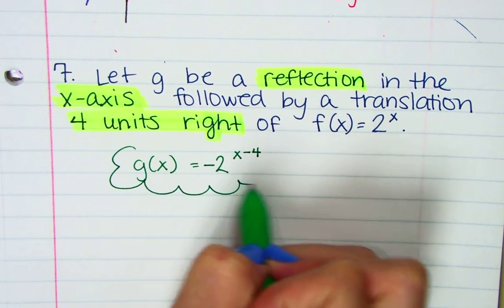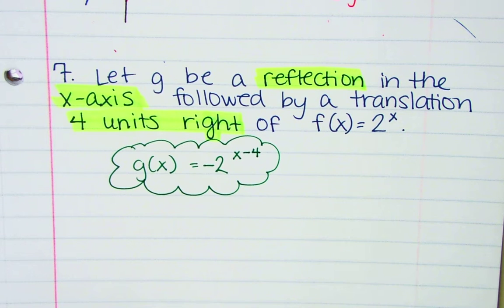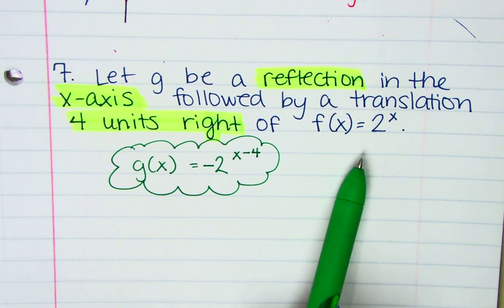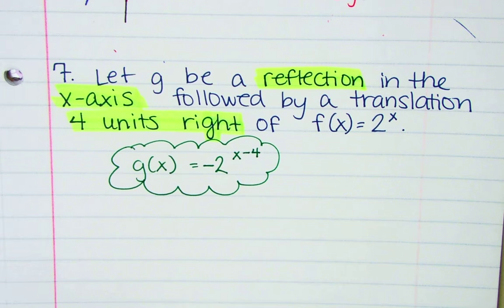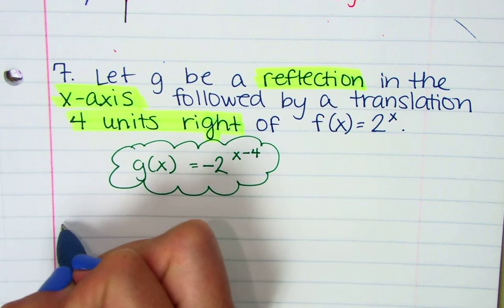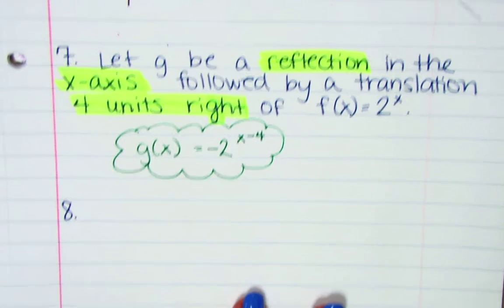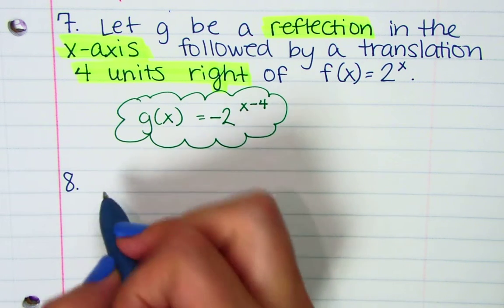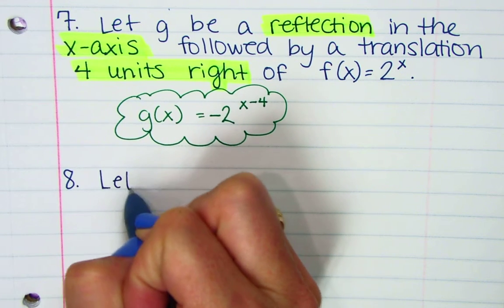And you can always check this and make sure it really did reflect across the x-axis and go 4 units right. Okay, but again, you start with this. It's always going to have whatever f of x says, then add the transformations that they tell you to add into the problem. Any questions on that one? All right, pretty straightforward, right?